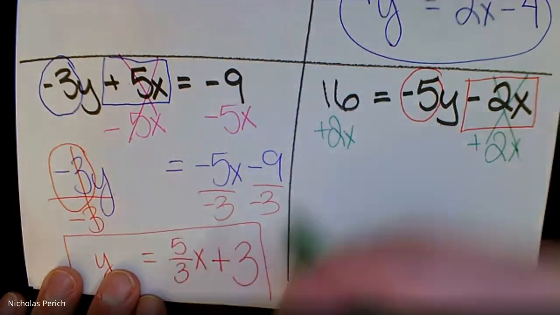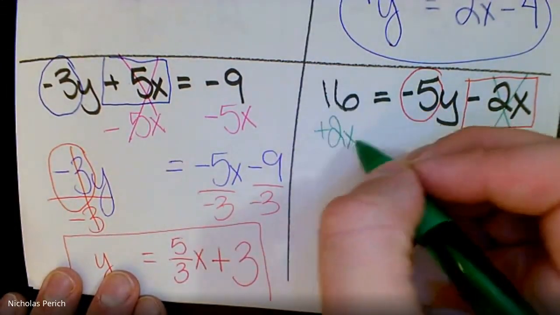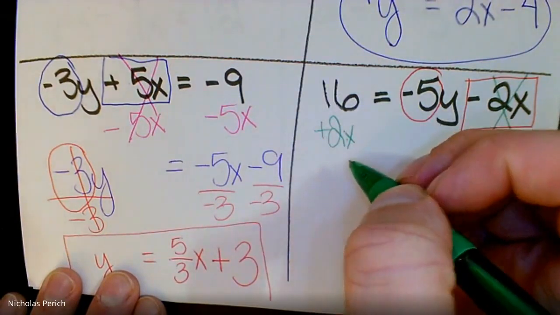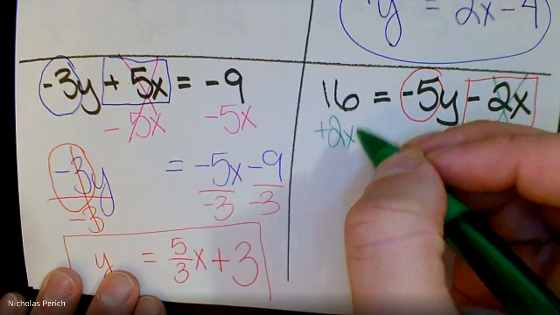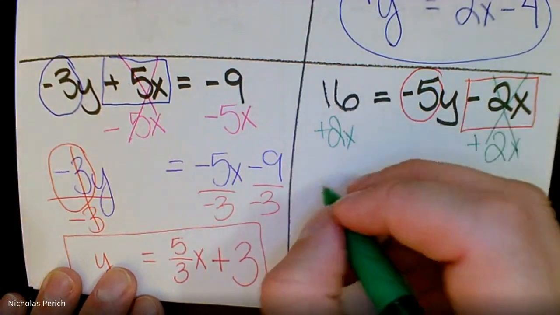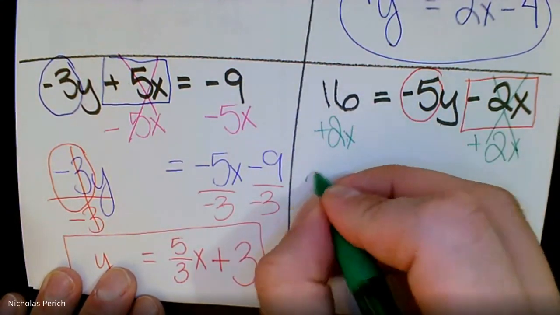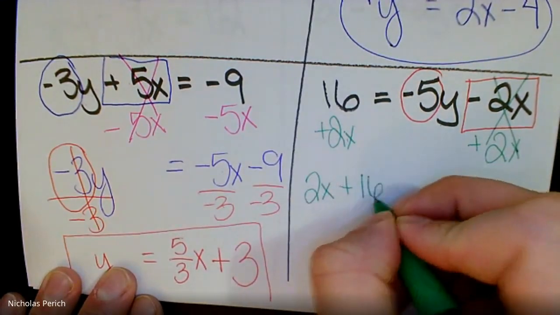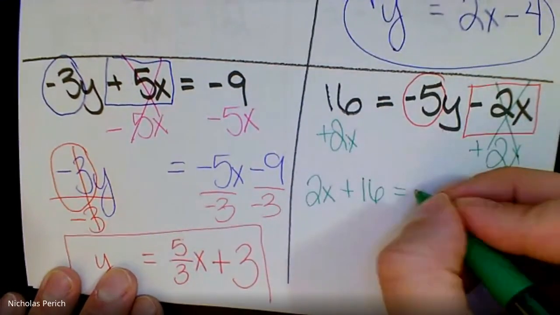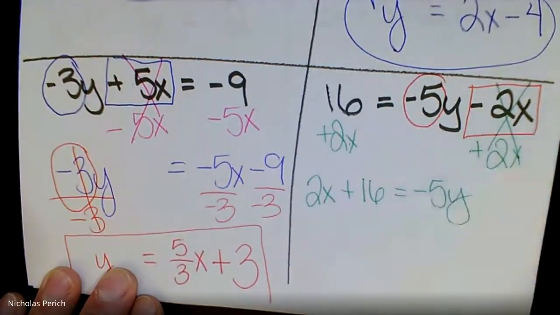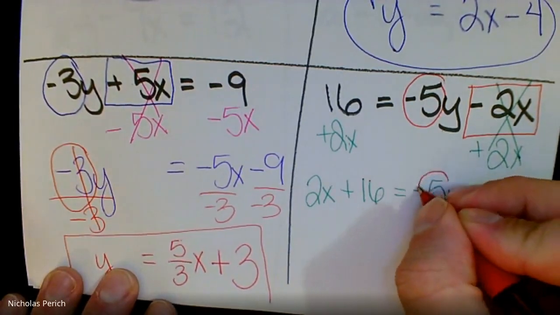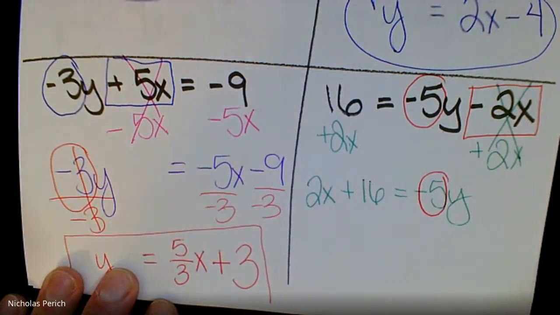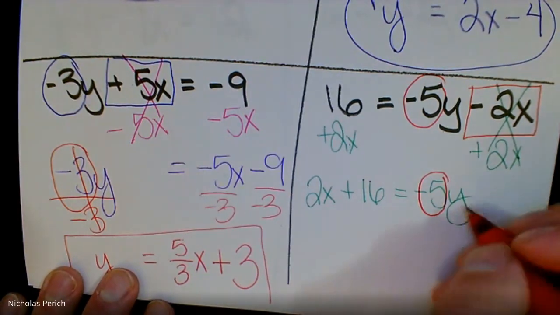16 and 2x. Do they combine? No, because one has a variable and the other one doesn't. I'm going to write it out in the way that I should. I like to put my variable first, positive 2x, positive 16 equals what drops down? Negative 5y. Is y all by itself now? Nope. Negative 5 is being multiplied to y. So how do I get rid of negative 5 that's being multiplied to y?